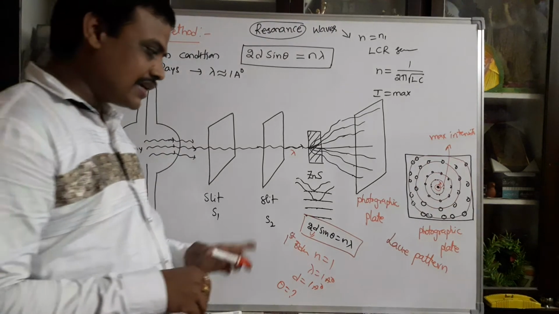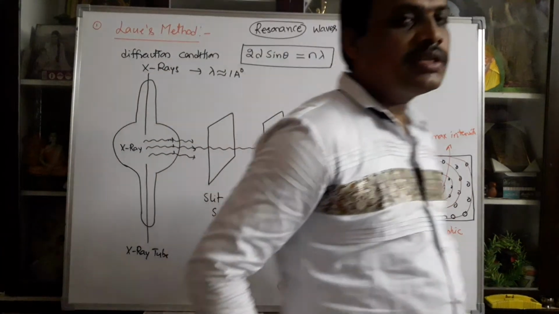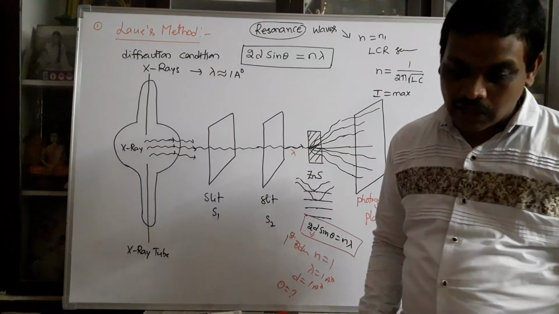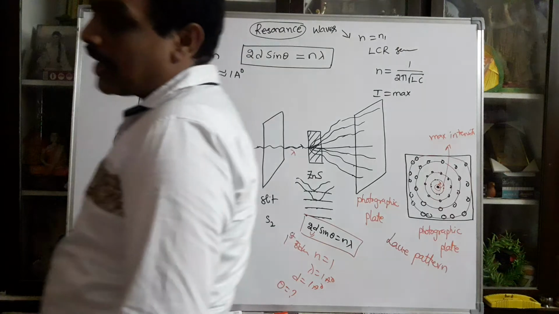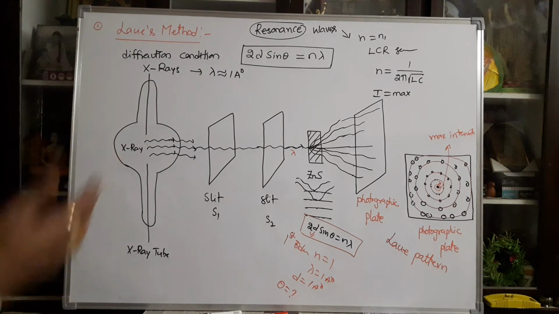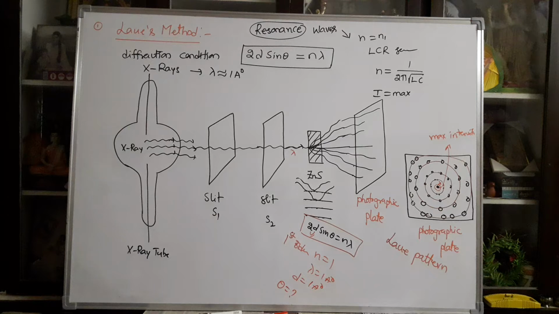According to this experiment, you can determine the glancing angle. Based on that glancing angle, you can determine the structure of the crystal. That is called the Laue experiment, and that is called the geometrical arrangement of the Laue pattern.